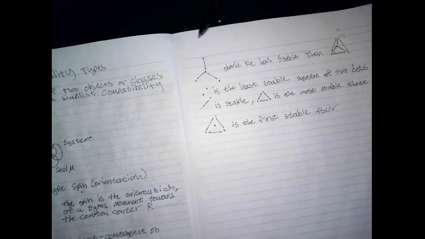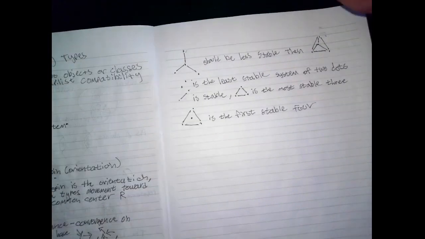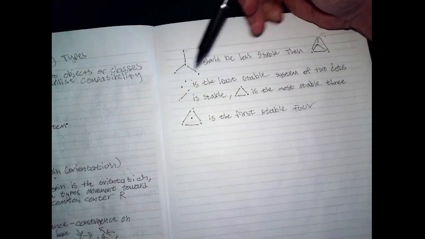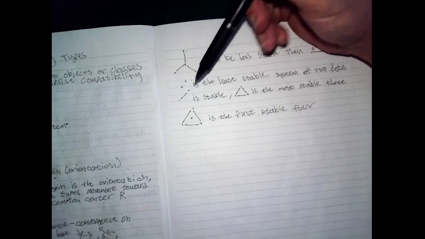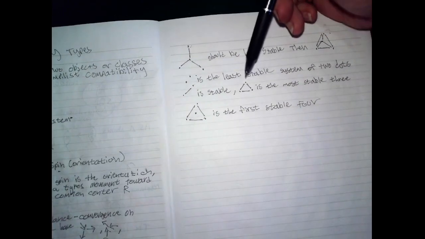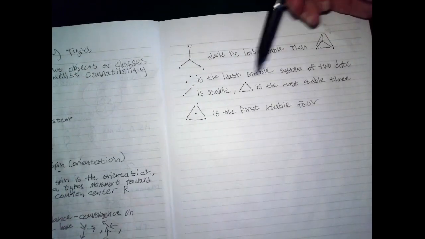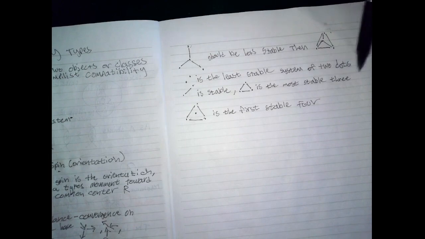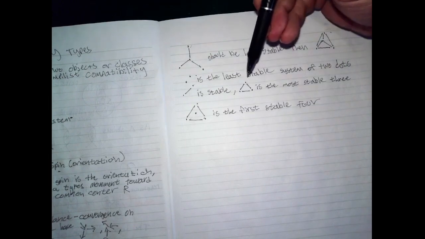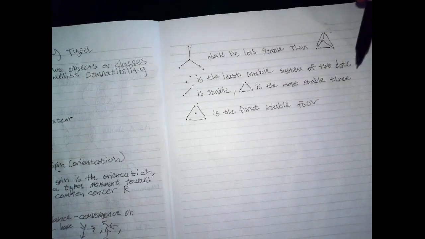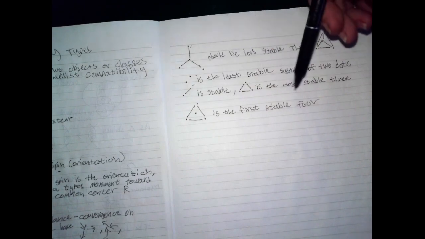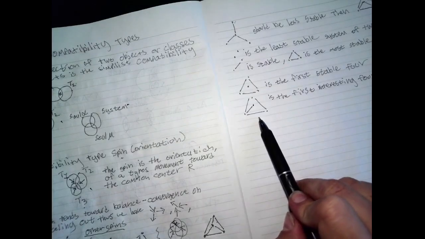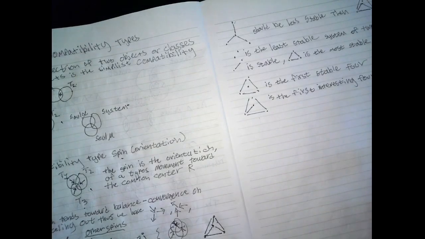Here I'm using what I call gray diagrams. Two separated dots is the least stable system of two dots. A line connecting two dots is stable. Three dots connected by three lines is the most stable 3, and it's the first interesting case. And three dots surrounding a point is the first stable 4. This diagram is the first interesting 4.